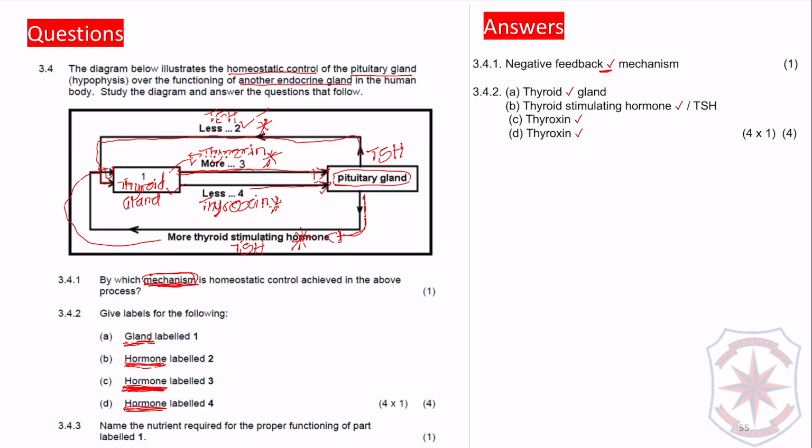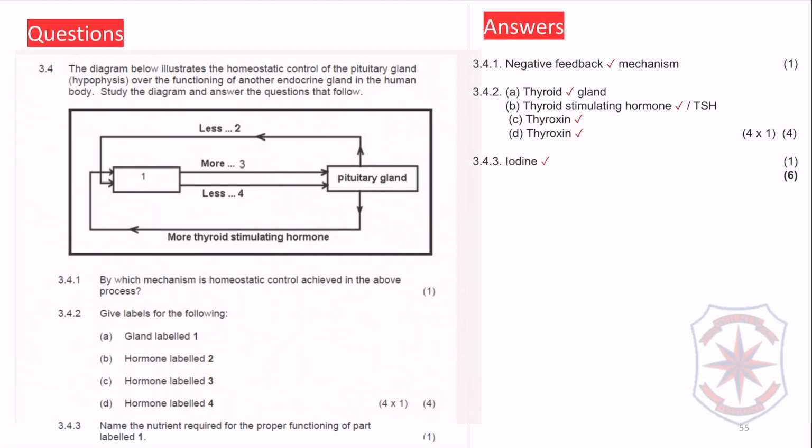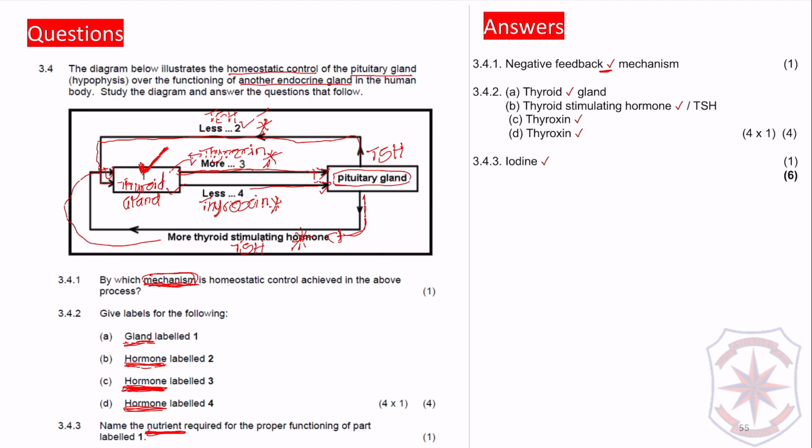Question 3.4.3. Name the nutrient required for the proper functioning of the part labeled 1. Part labeled 1, there, the thyroid gland. So the proper functioning of the thyroid gland depends on which nutrient, guys? Underline your clues. And the nutrient is iodine. Okay, that is the last of the questions on this activity. Let me just check if there are any more. Okay, that was the last of the activities, ladies and gentlemen.